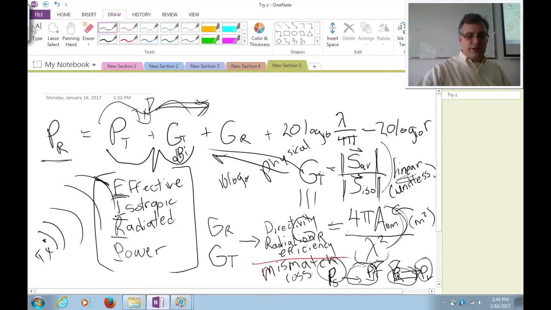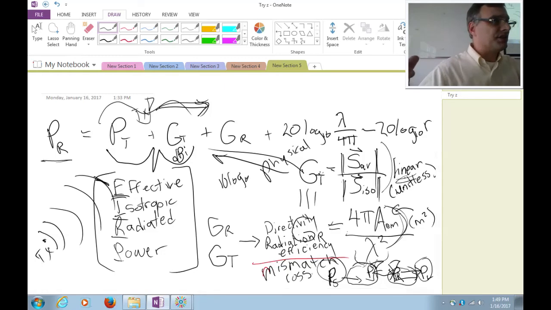And now I'm telling you that there's a way to go from P sub T to P sub R. That's the first free space equation. So now you have the ability to do the entire system. I put P sub source in, I get P sub L out. I can account for the directivity, the radiation efficiency, and the mismatch loss.